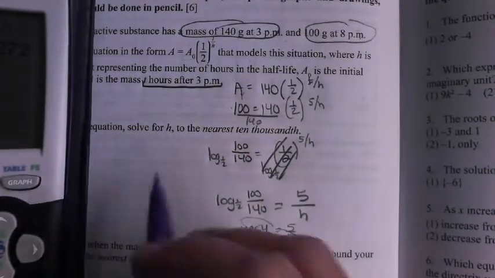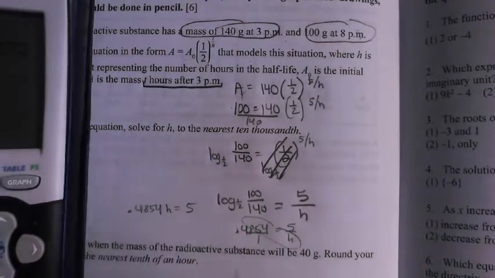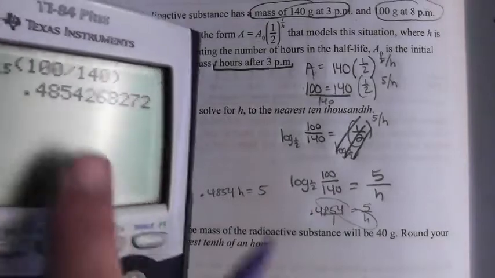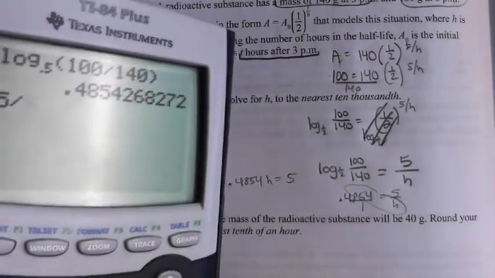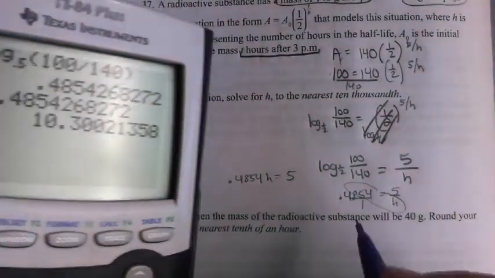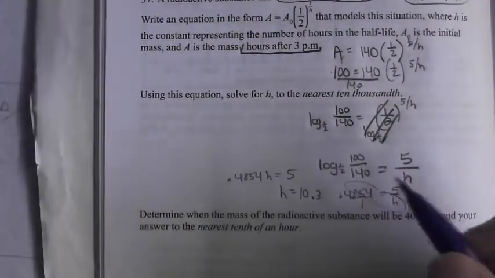So that number times h equals 5, and divide both sides by that decimal. So 5 divided by, and I'm not going to round that decimal, I'm going to just scroll up and pick that exact same thing. So 5 divided by that tells me that h equals 10.3.